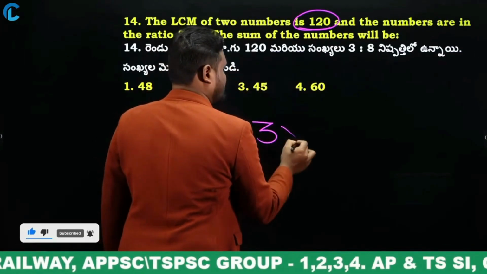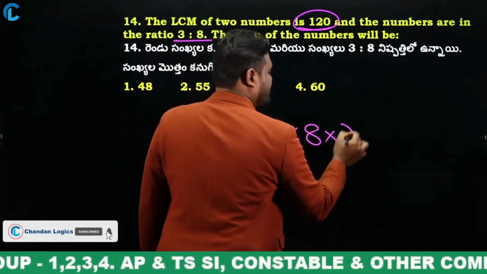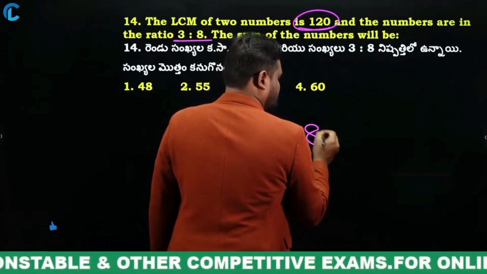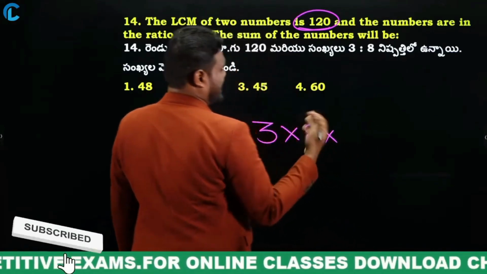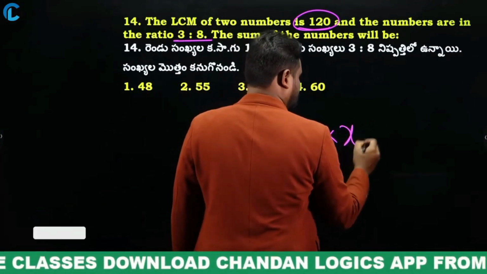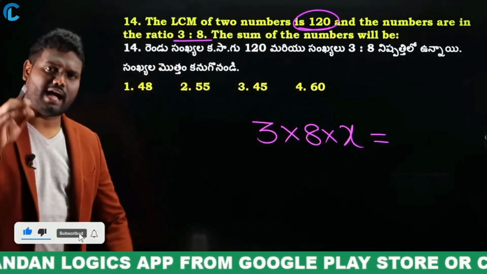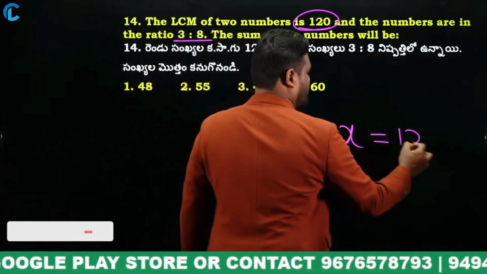So just multiply those numbers, 3 into 8. HCF I don't know, so take HCF as H, or you can take it as X or anything you want. I am taking it as X. When I multiply the ratio of numbers into the highest common factor, it is nothing but the LCM. So now this is equal to 120.